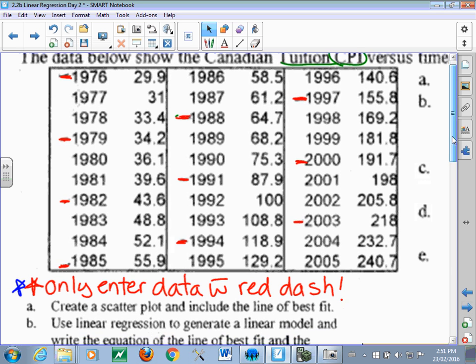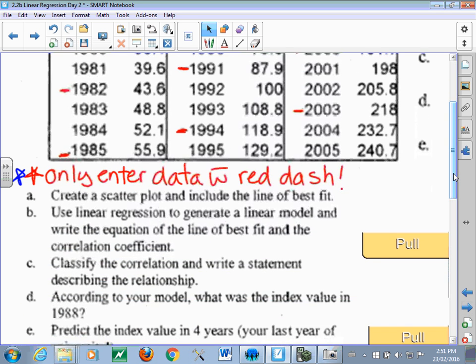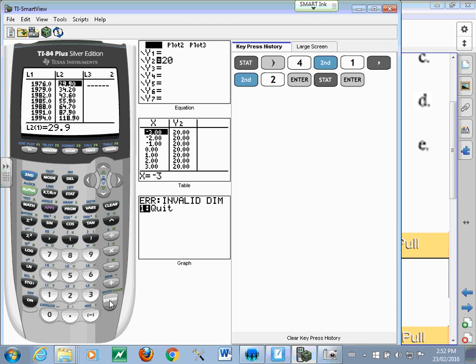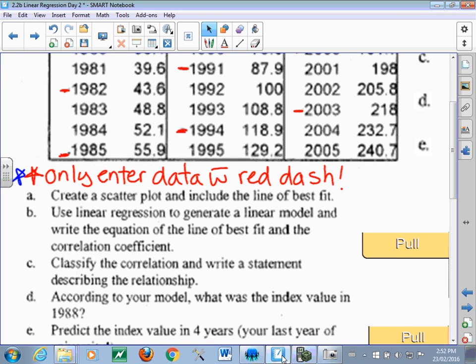Okay, all right. So we go to our graphing calculator. I'll just flip it for a second. We go to our stat. We go to enter. You enter in your data points for the dashed lines. Everybody good with that? Then we need to create, I'll go back to the lesson now. And it says create a scatter plot and include the line of best fit. So the first thing we need to do is make sure we've got a good scatter plot.